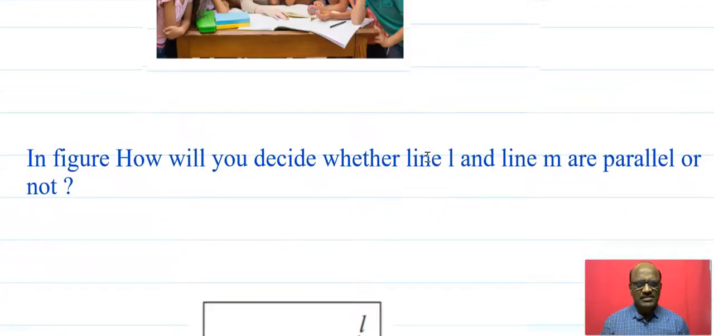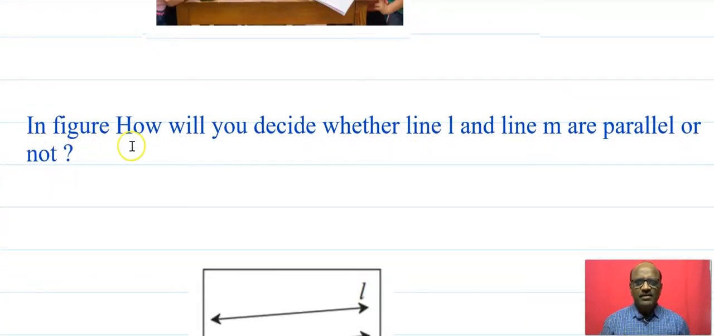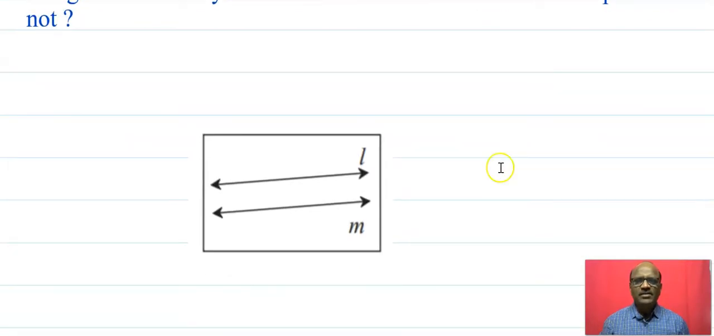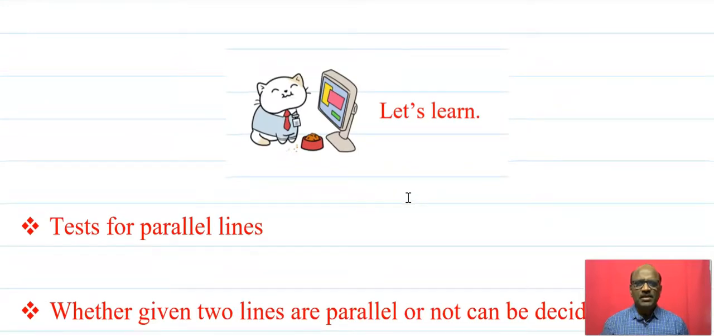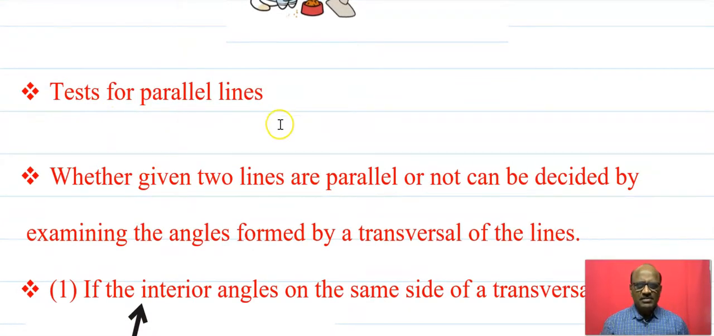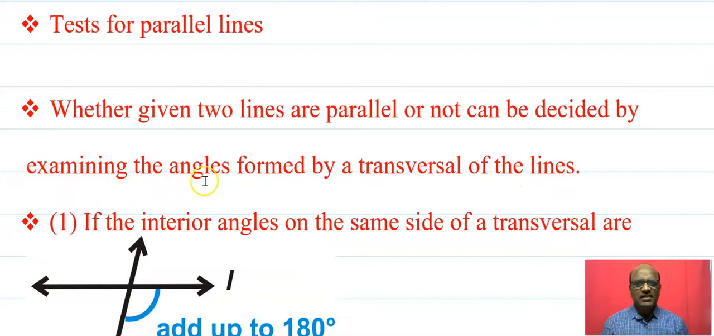Now let us discuss here. In the figure, how will you decide whether line L and line M are parallel or not? For that we will derive three theorems. Now in this figure, line L and line M are shown. How do we decide whether they are parallel? For that we will derive this theorem: test for the parallel lines. Whether given two lines are parallel or not can be decided by examining the angles formed by a transversal of the lines.